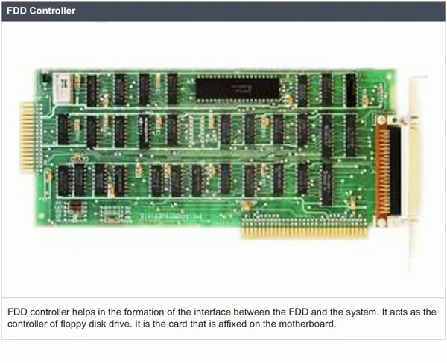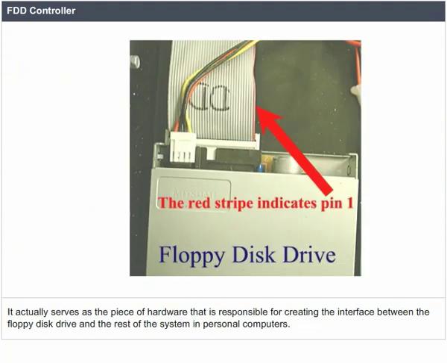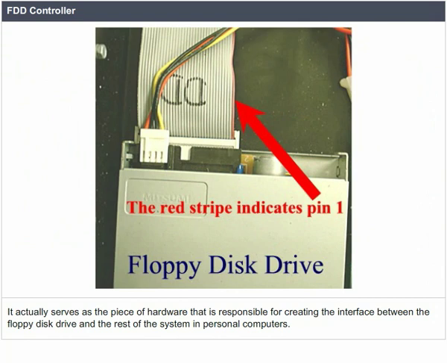FDD controller. The FDD controller helps in the formation of the interface between the FDD and the system. It acts as a controller of the floppy disk drive. It is a card that is affixed on the motherboard. It actually serves as a piece of hardware that is responsible for creating the interface between the floppy disk drive and the rest of the system in personal computers.